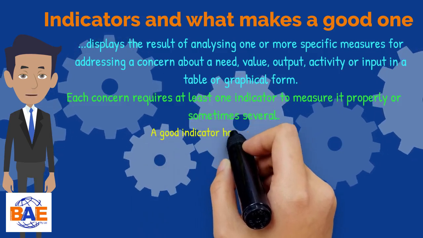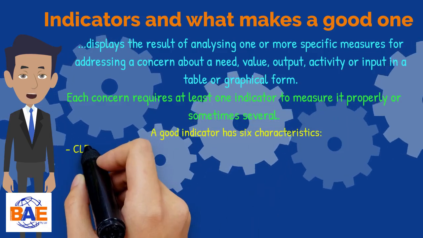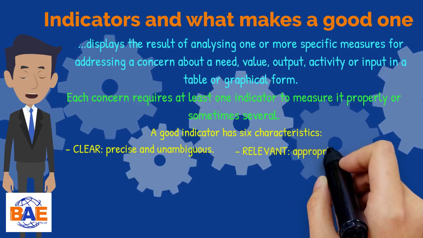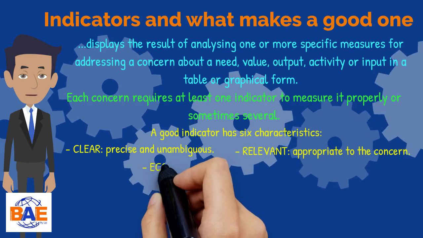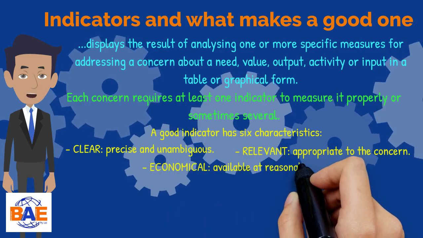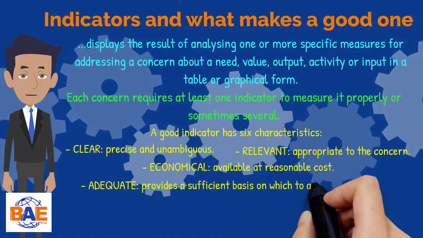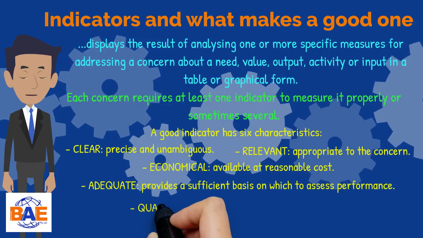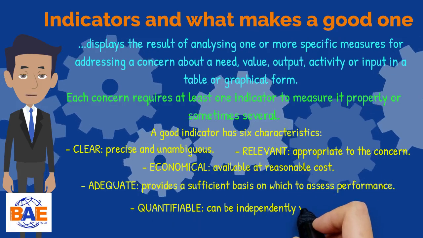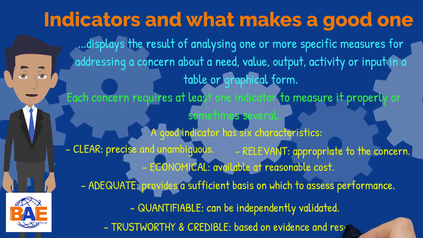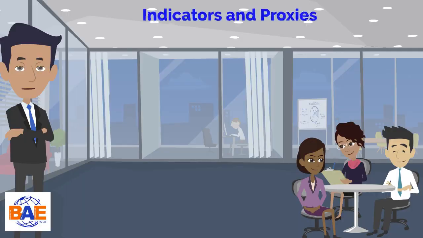A good indicator has 6 characteristics: clear, precise and unambiguous; relevant, appropriate to the concern; economical, available at reasonable cost; adequate, provides a sufficient basis on which to assess performance; quantifiable, can be independently validated; trustworthy and credible based on evidence and research. Not all factors can be measured directly.